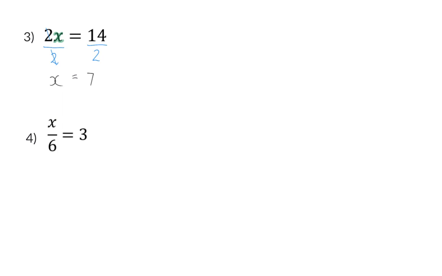In example 4, I now have x divided by 6. So, if I want to apply the inverse calculation, I will have to say multiply by 6. But once again, if I multiply by 6 on the left, I also have to multiply by 6 on the right. On the left, we now have 6 divided by 6, so we are left with only the x. And on the right, we have 3 times 6, so x is 18.